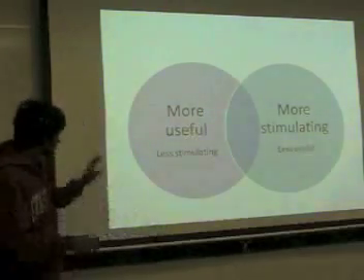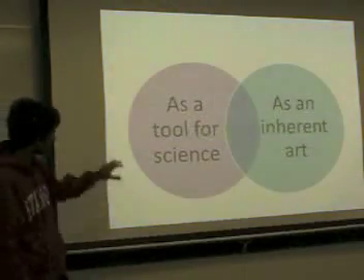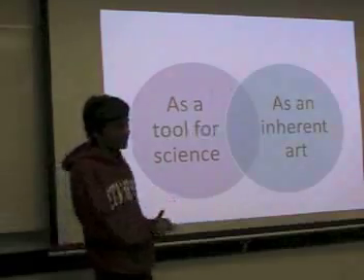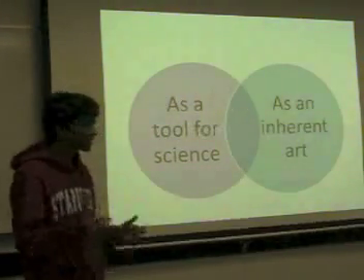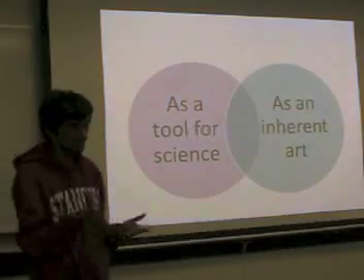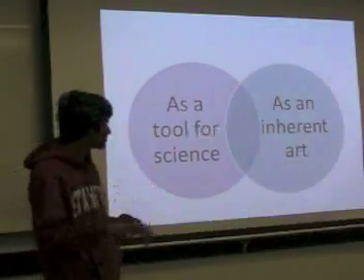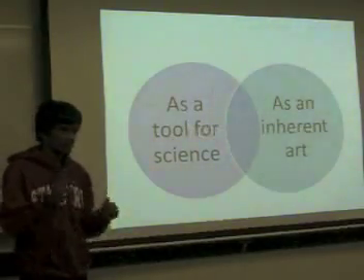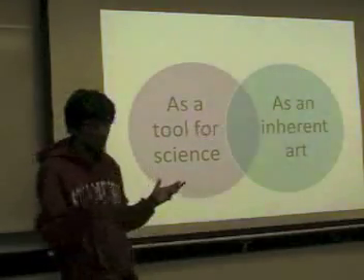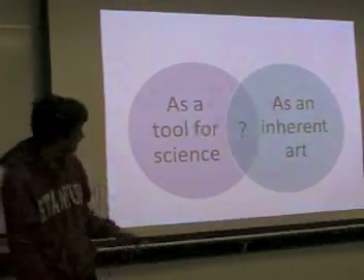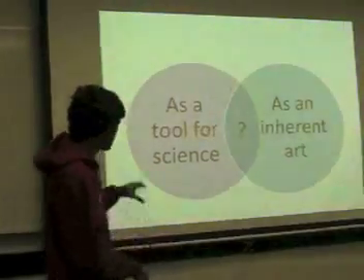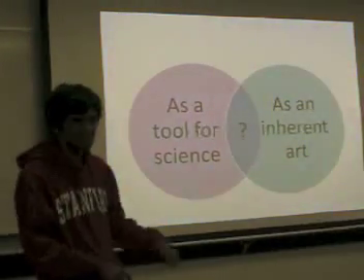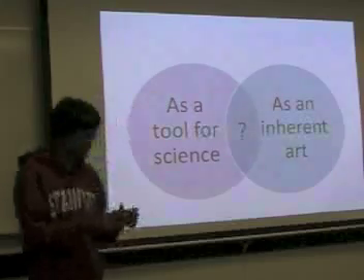I'm just going to denote these two types of mathematics as one, a tool for science, and the other, an inherent art. So clearly both of these are very useful for teaching, but they're kind of distinct. But we want to make use of both of them. So ideally, what we're looking for is something in between. We're trying to find a balance between teaching mathematics as a tool for science and as an inherent art.